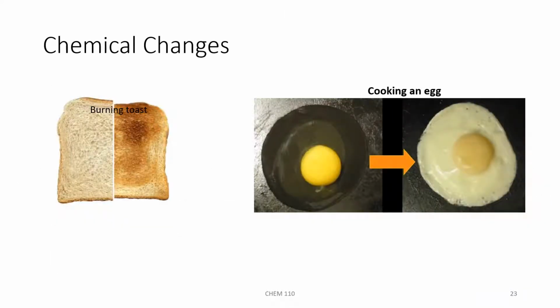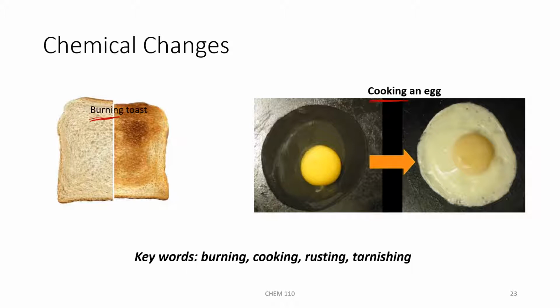A few more examples of chemical changes include burning toast or cooking an egg. So the key word here would be burning. The key word here would be cooking. When you cook an egg, you change the proteins in it, and you can't easily go back to what it was before. So when you're looking at chemical changes, there's usually some terms that can help you identify that it's a chemical change and not a physical change. Burning, cooking, rusting, tarnishing, all of those terms you should get familiar with to describe chemical changes.